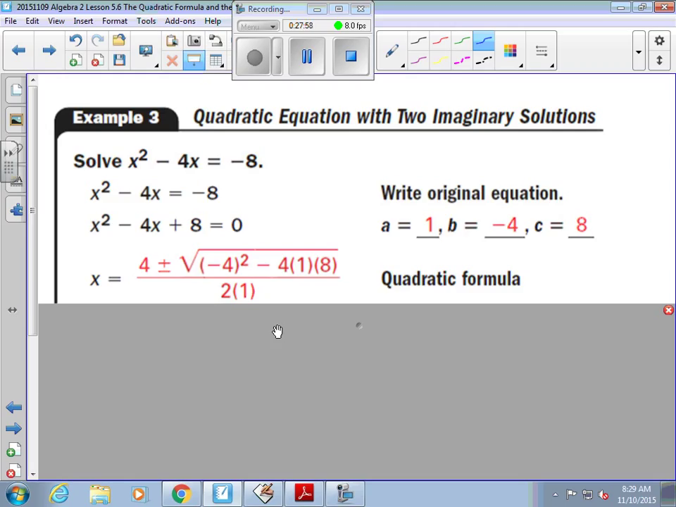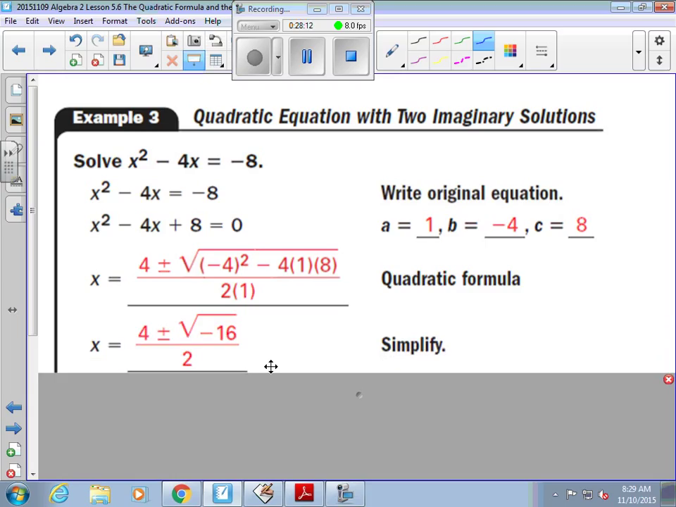So negative 4 squared is positive 16. Negative 4 times 1 is negative 4. And negative 4 times 8 is negative 32. So under the radical, we're going to have 16 minus 32, which is going to say negative 16 right here. So 4 plus or minus the square root of negative 16, over 2. Now we know what the square root of 16 is. We know it's 4. But we also know that there is no number that you can multiply by itself to give you a negative value, in this case, negative 16.